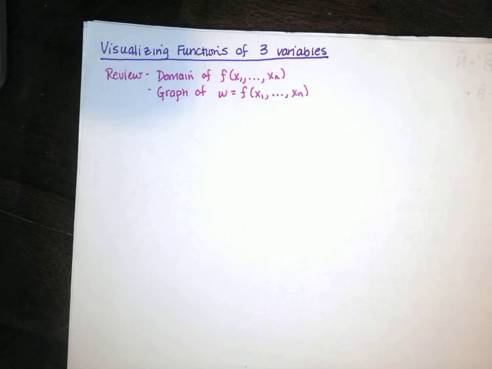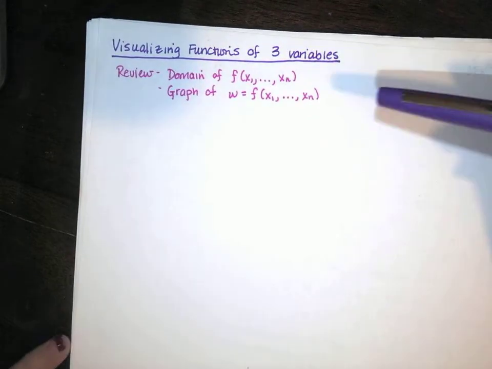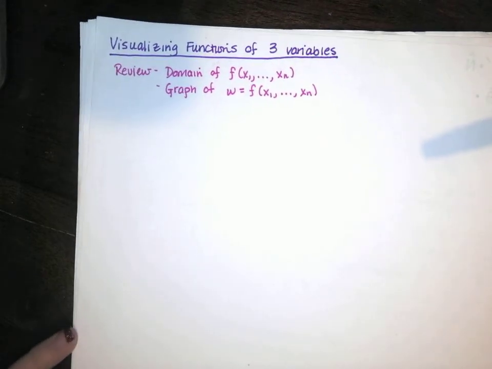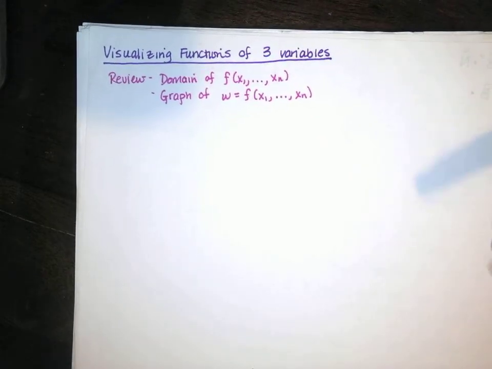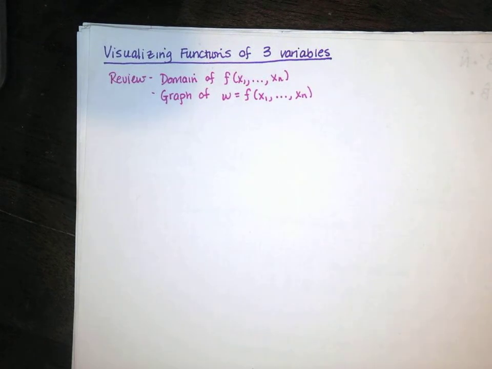First we're going to review domains of functions of n variables and what it means to have a graph of a function of n variables. And then we'll talk about how that translates to a function of three variables.